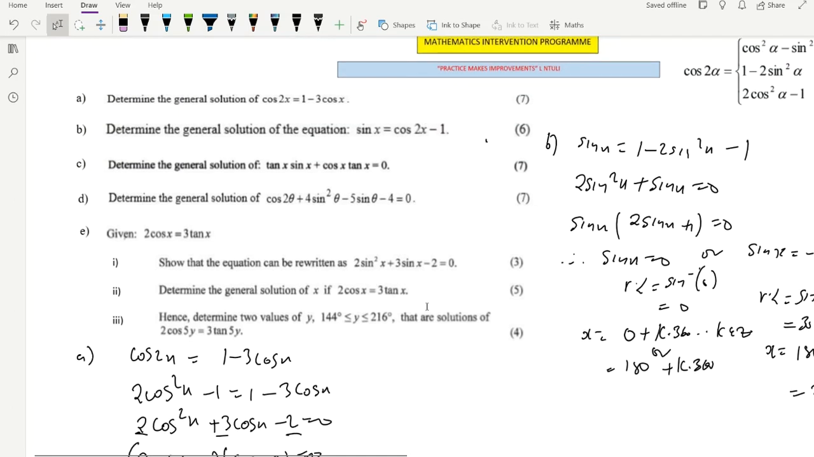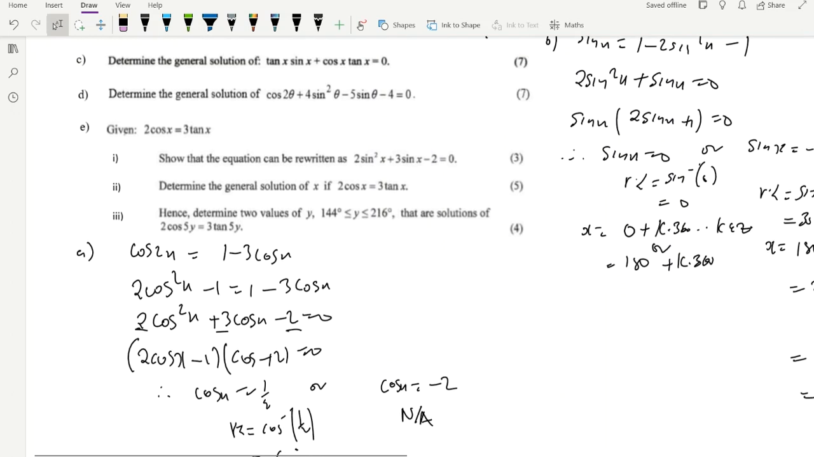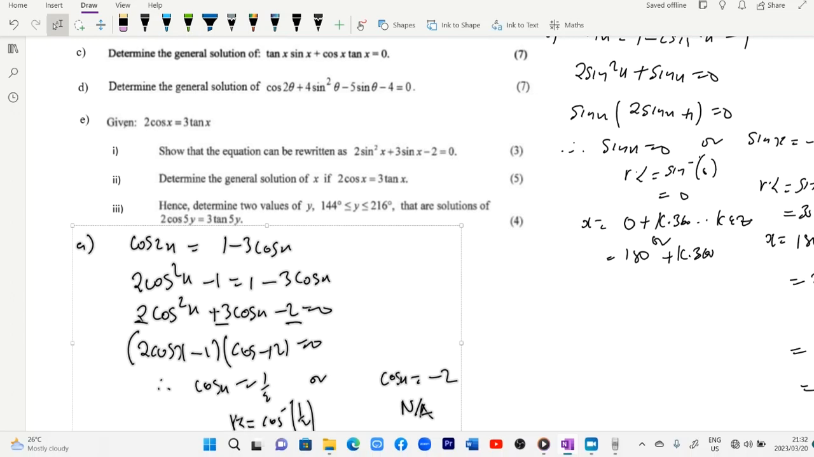Right, now when you look at part C, we are still looking for the trig solution. And what is the first thing that you need to do? Take out your common factor. Make sure that you pause this video and try to do it on your own so that you check whether we are on the same page.